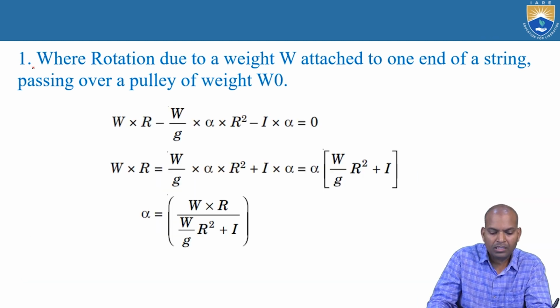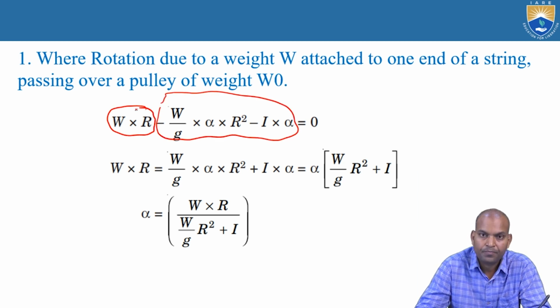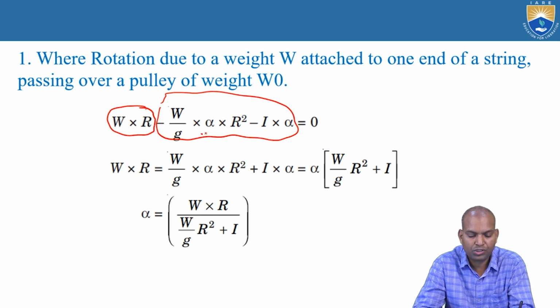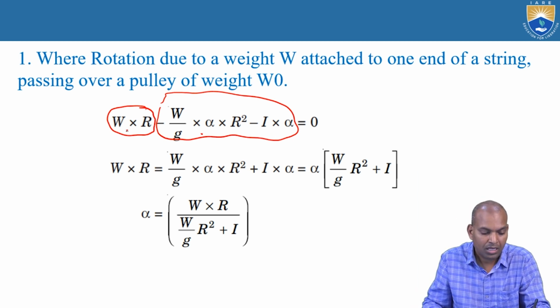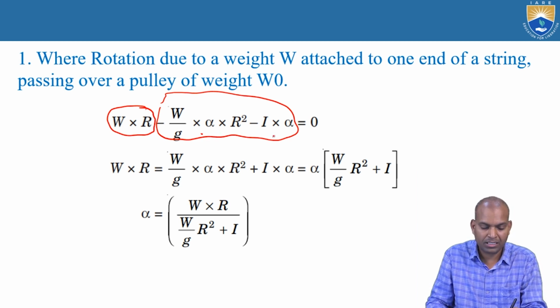Now the rotation, the way it is attached to the string. Here WR is the net external torque. This term is the inertia torque. Now this is inertia force, and this is inertia torque, angular. There are two things here. This term is the inertia force, the torque developed by inertia force. This I alpha is the inertia torque, considering angular acceleration. Now W times R minus W by g alpha R square minus I alpha equals 0.